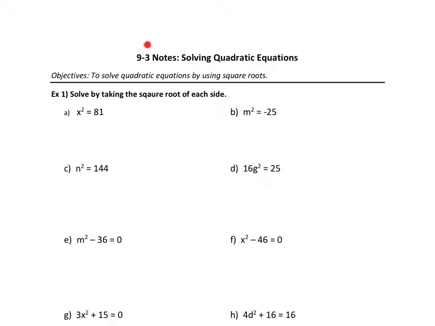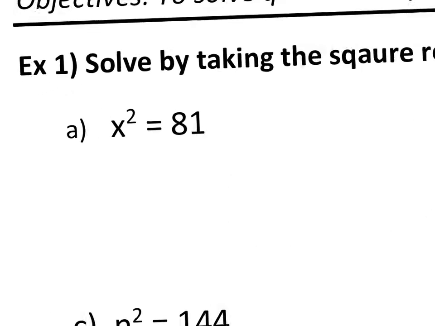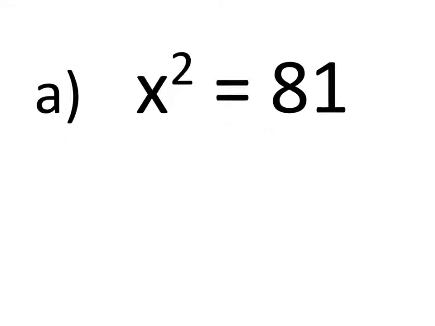All right, so we're going to be working in lesson 9.3, and we're going to be solving quadratics by taking the square root, okay? So we've already talked about how you could factor this. We've talked about how you could do the quadratic formula on this, okay? So what we're going to look at today is just a third way to solve it, and that is how we take the square root of each side. So looking at our first example here, okay?